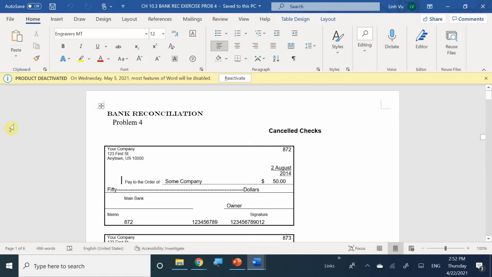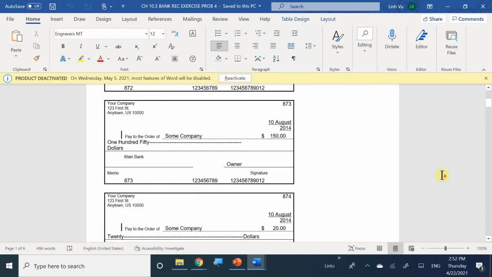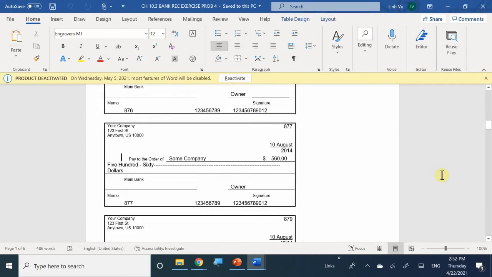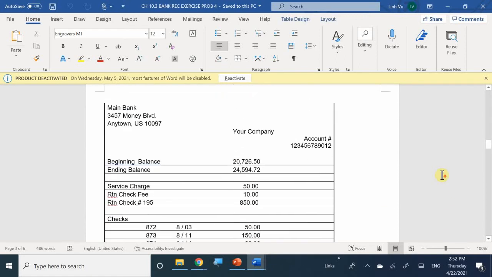All right. So once again, we're going to be doing a bank reconciliation. This time it's problem number 4. Once again, you have a copy of your checks. Ignore the word that says right here, canceled checks. It's not really canceled. They're just copies. Past that is going to be your bank statement right here.